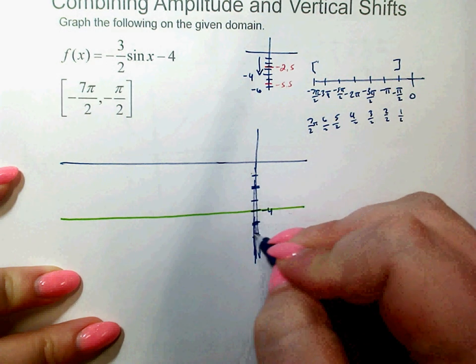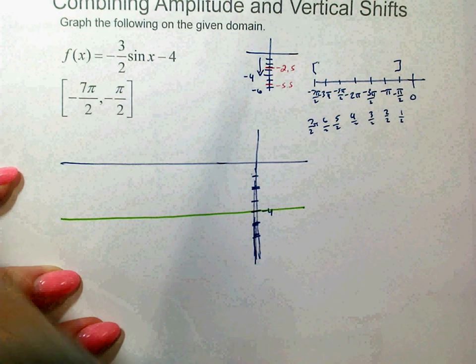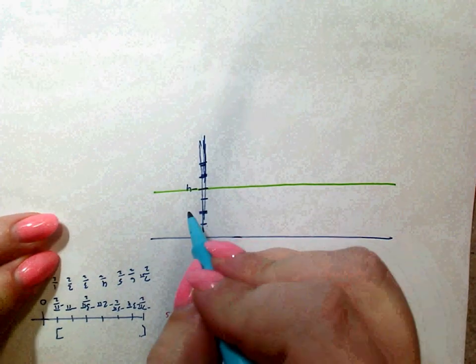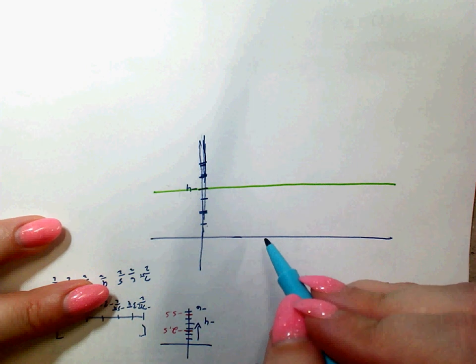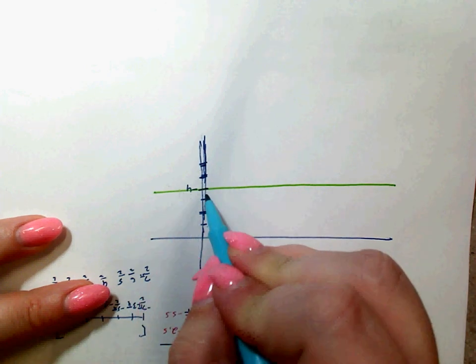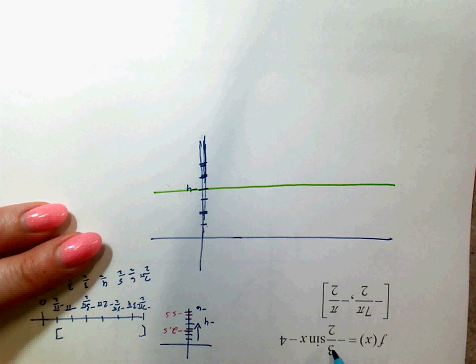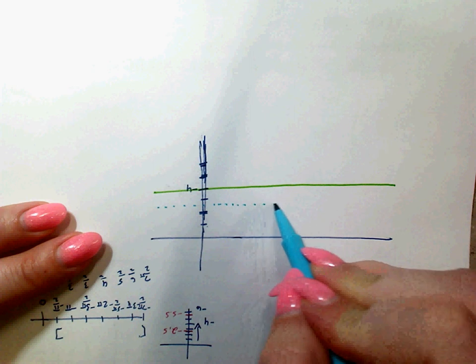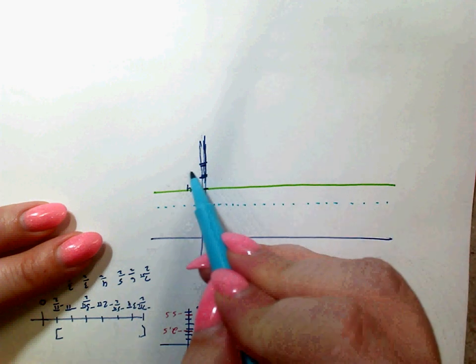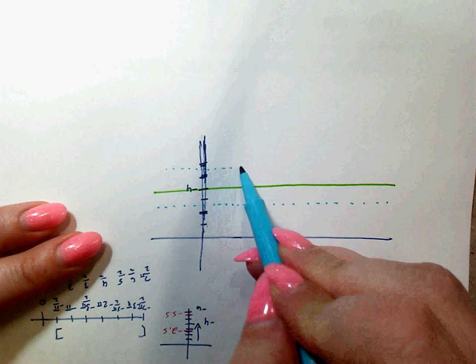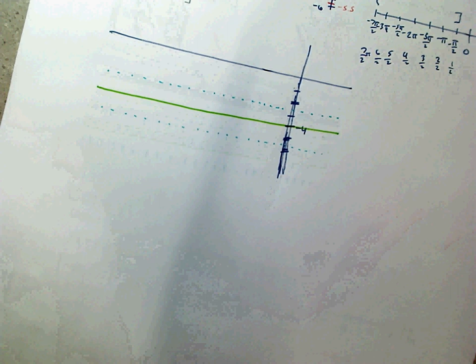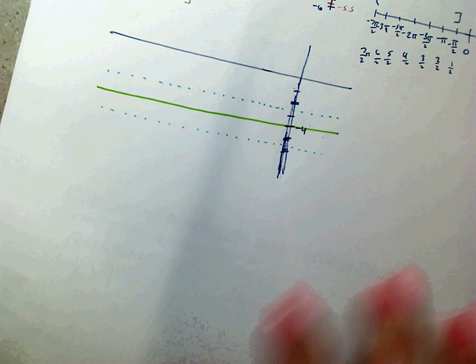Okay, and then my amplitudes are up 1.5 and down 1.5. I need to start from the axis, so I'm gonna start upside down. Okay. Dang, that is not straight, but oh well. Okay, so I need to go up 3 halves and down 3 halves, so yeah, up and down 1.5. And then I gotta plot my tick marks.